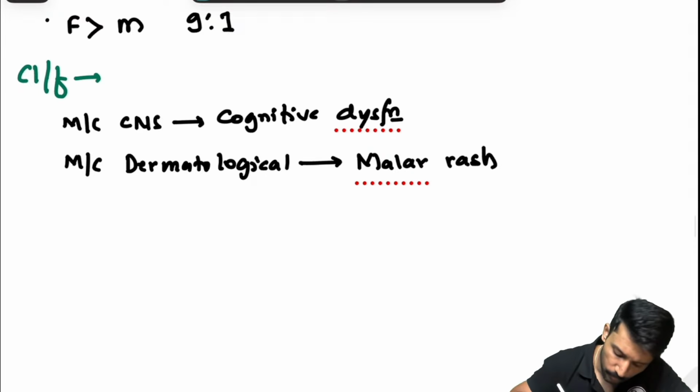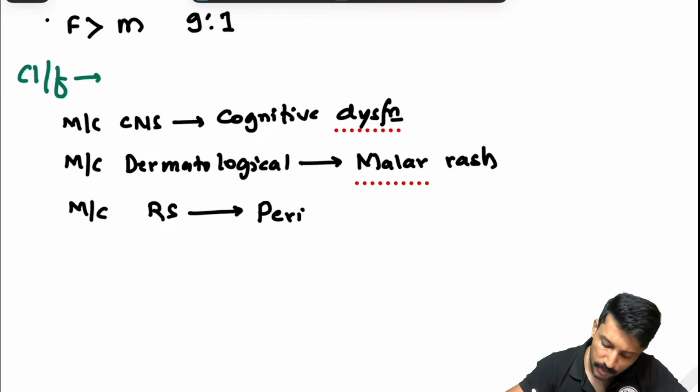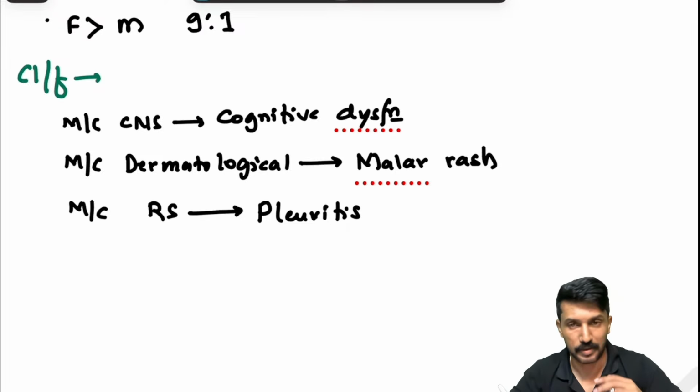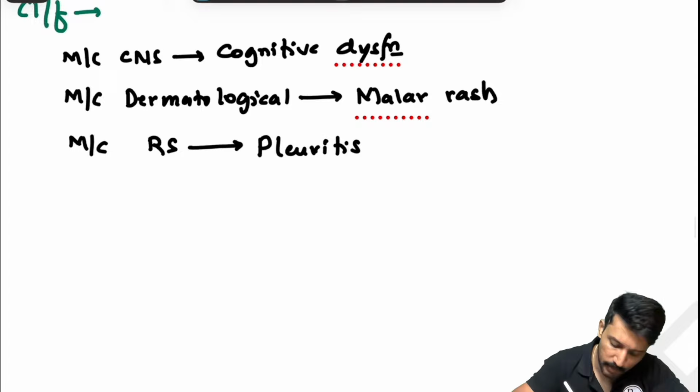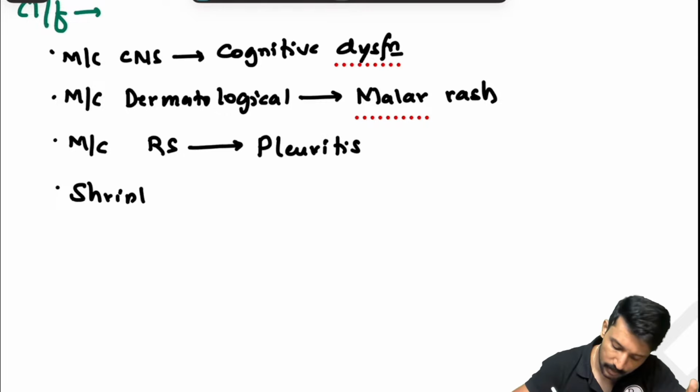If they ask you what is the most common respiratory system manifestation, what should be your answer? Yes, it causes serositis. So there will be pleuritis. Pleuritis is the most common respiratory system manifestation. You can have pleuritis with or without pleural effusion. Apart from that, you can also have what is called shrinking lung syndrome. Shrinking lung syndrome. This is a potential MCQ point.